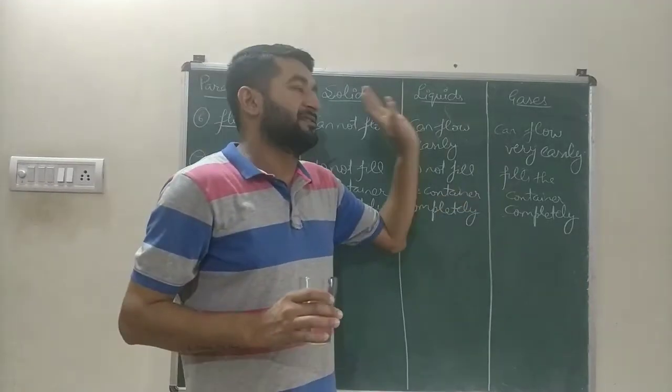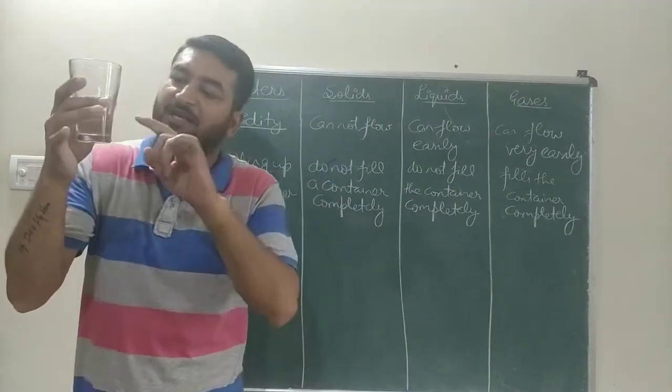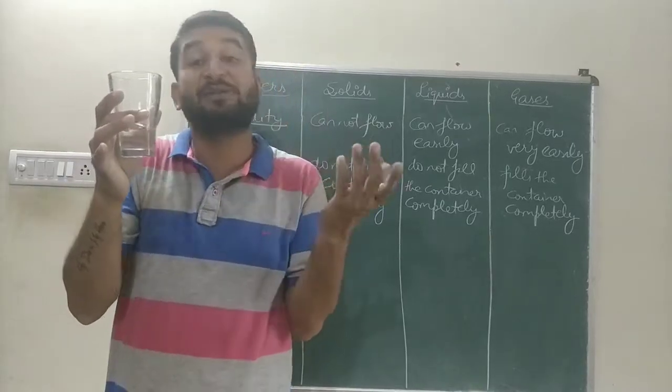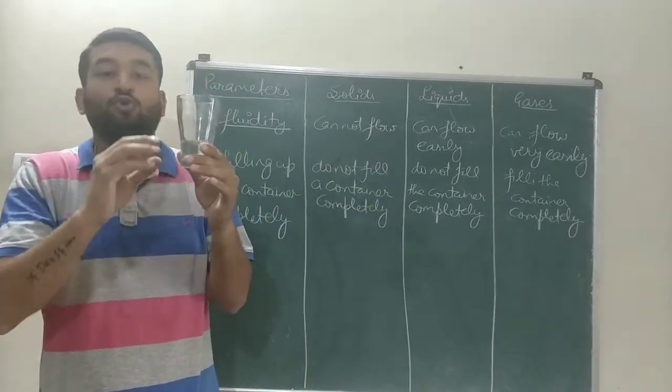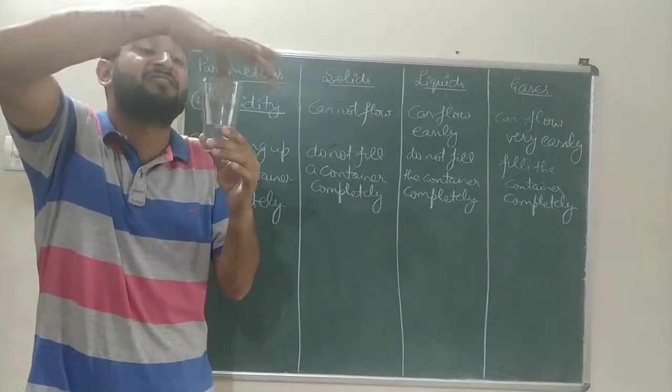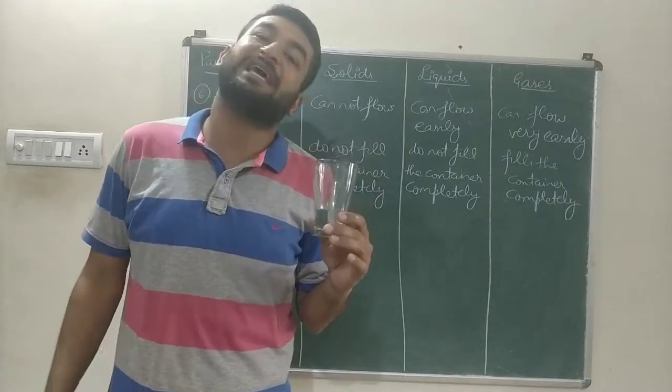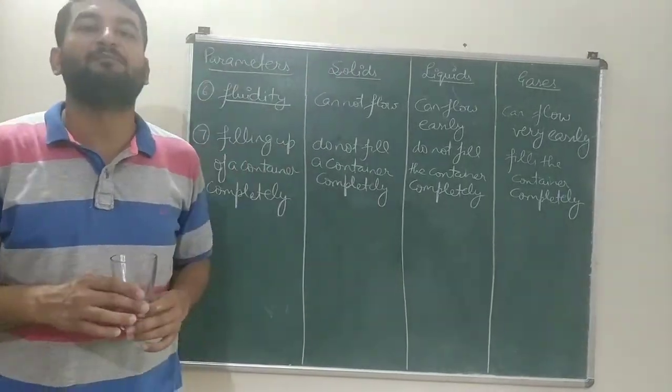Next, gases. It's very easy, children. Above the liquid there is a gas present. Above the liquid there is air. So air particles are everywhere in this glass. So gases fill the container completely.